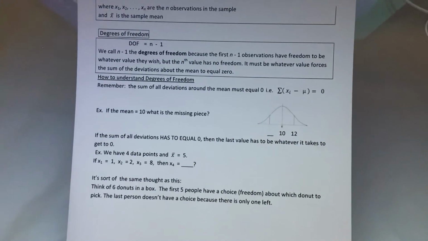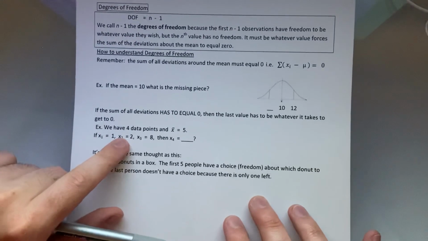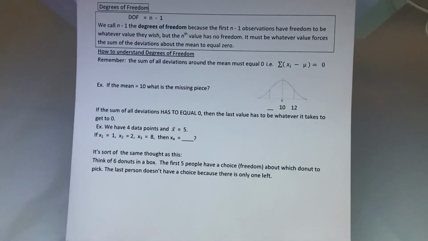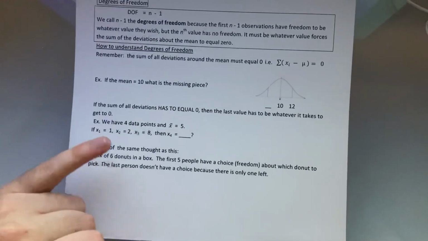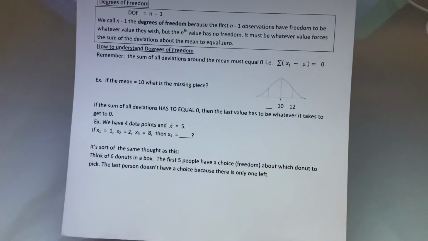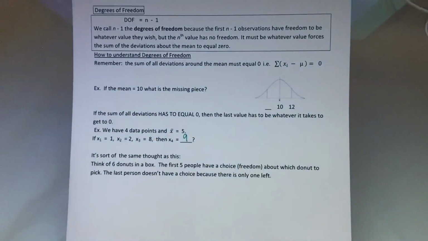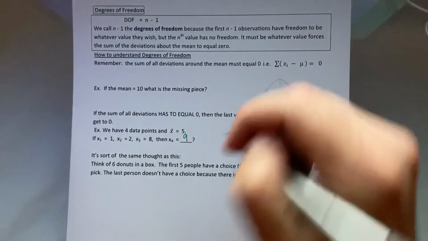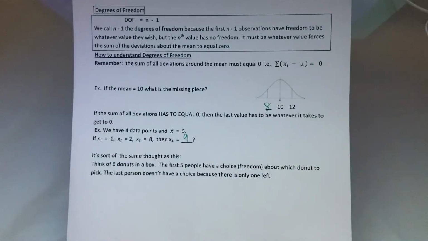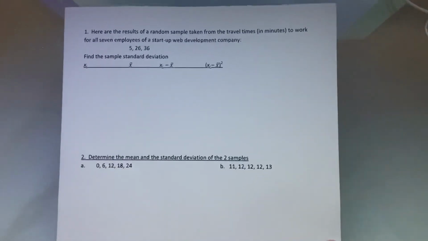Again, if you have 4 points and you know the average is 5, and you have a point that's 1, 2, and 8, you know the last one has to be 9 so that the average is 5. There's no freedom there. That last one is 4. So it's the same as the 8, 10, 12 we did at the beginning. Now, why does this matter? We'll pick it up and do a sample standard deviation in the next video.